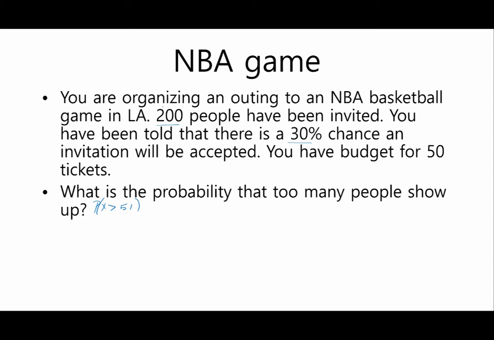Well, we've got our parameters, right? So it's another binomial. N is equal to 200. P is equal to 0.3. And we're going to establish what the probability is of more than 51. More than 50. My mistake. More than 50 people showing up. Let's take a look.